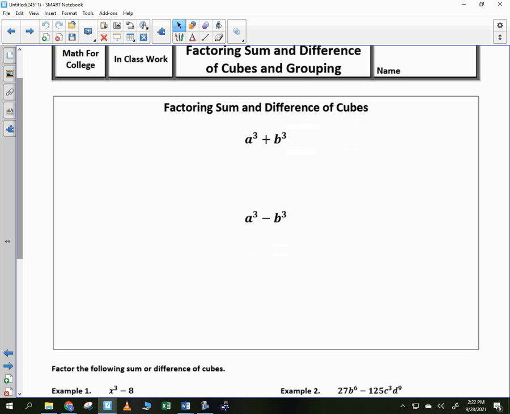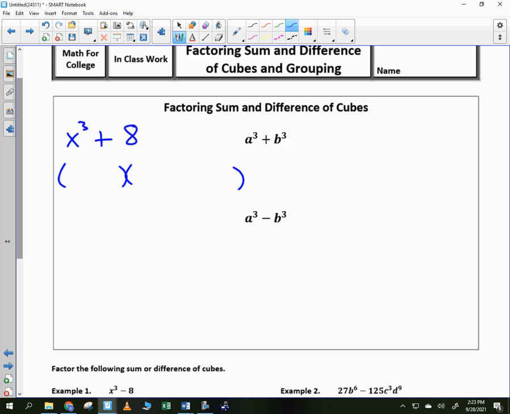So we want to learn how to factor the sum of cubes and the difference of cubes and then grouping. So here's an example. Suppose you have x cubed plus 8. That is 2 cubes. And it factors like this. It factors to a binomial and a trinomial. Here's how it factors. I'll show you the rule after.